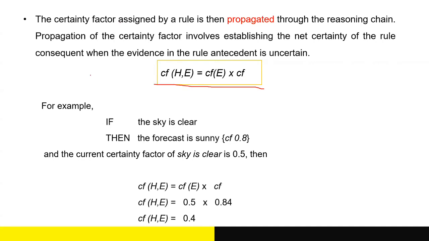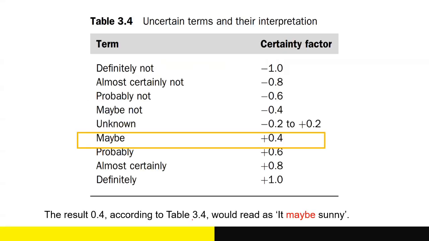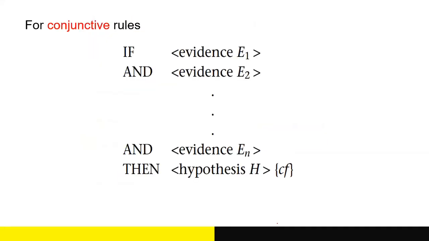For example, if the sky is clear, then the forecast is sunny with a certainty factor of 0.8. And the certainty factor of the evidence, which is the sky is clear, is 0.5. So the certainty factor of hypothesis given evidence is equal to 0.5 multiplied by 0.8, which is 0.4. So the result 0.4, according to table 3.4, would be read as it may be sunny.